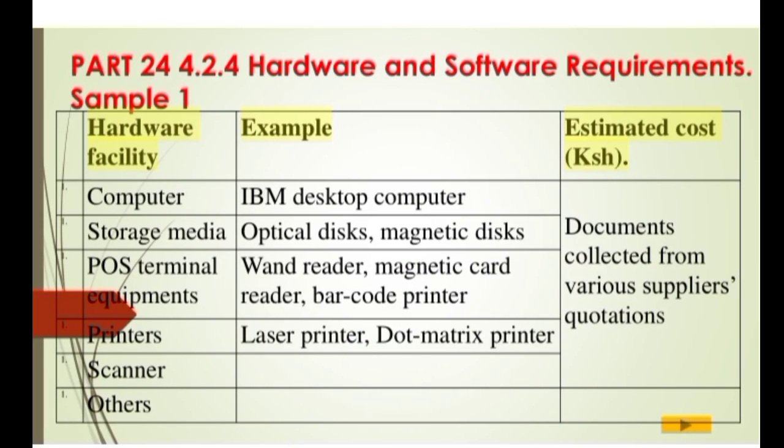Hardware facility. Example. Estimated cost. Cash. 1. Computer. IBM desktop computer. Documents collected from various suppliers. Quotations. 1. Storage media: optical discs, magnetic discs. 1. POS terminal equipment: wand reader, magnetic card reader, barcode printer. 1. Printers: laser printer, dot matrix printer. 1. Scanner. 1. Others.